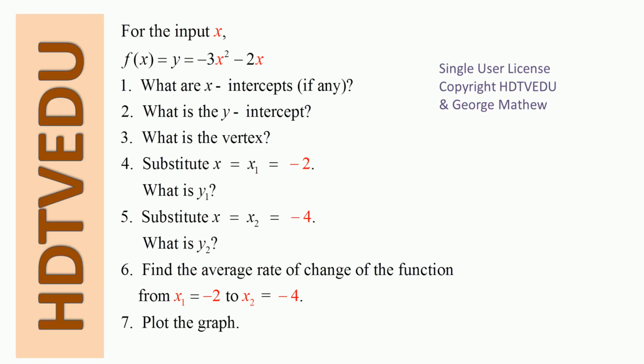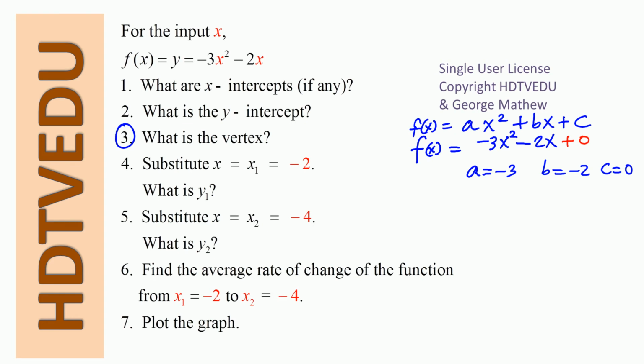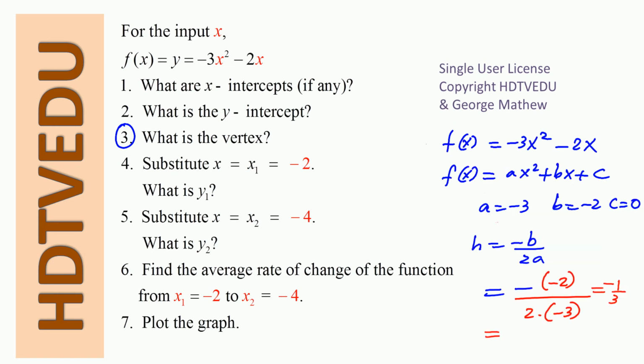All right. Now, what is next? Number 3, the vertex. f of x equals negative 3x squared minus 2x. What is the vertex? h equals negative b over 2a. Negative of b. What is b? b is negative 2. The whole thing divided by 2 times, what is a? a is negative 3. And that is negative 1 over 3. And that is negative 0.33.